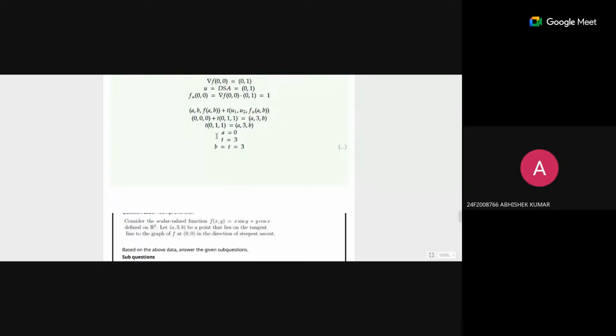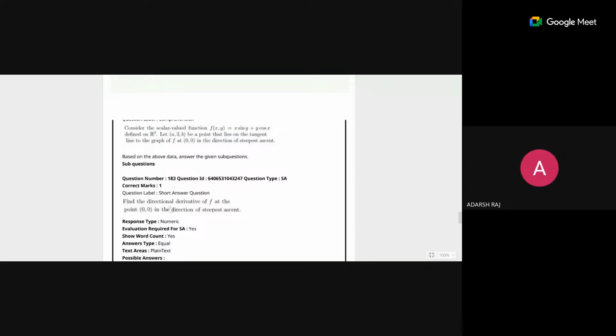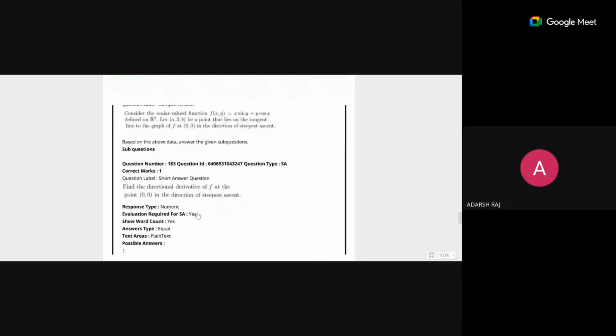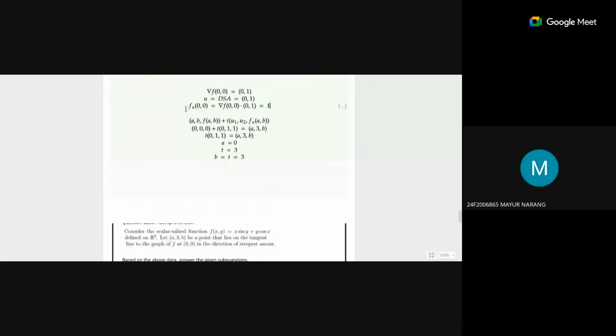And the question is asking: find the directional derivative of f at point 0 comma 0 in the direction of steepest ascent, and we know this value is 1. Sir, can you just repeat what you said last? The question is asking to find the directional derivative of f at point 0 comma 0 in the direction of steepest ascent. So what is this value? It is f_u, no? We have already calculated this.